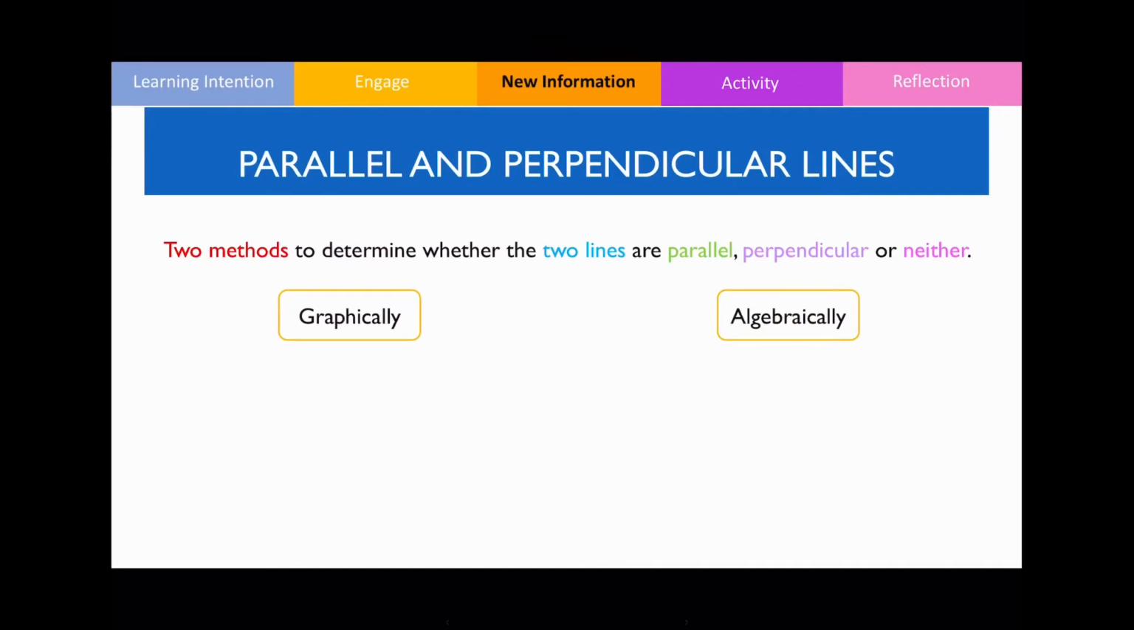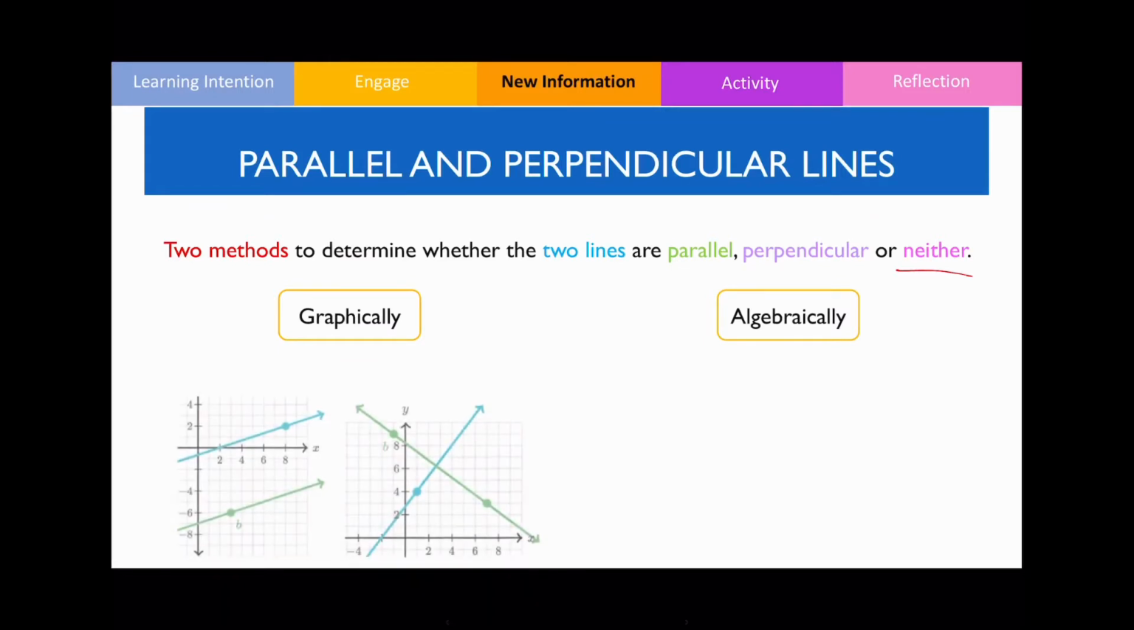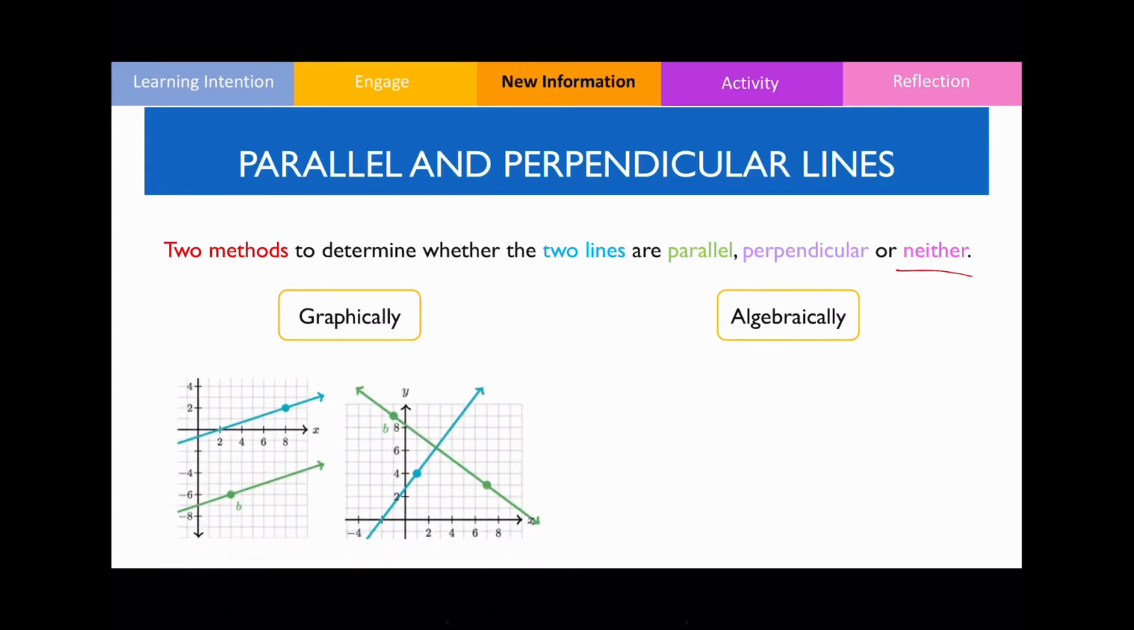Now, because this lesson is mainly focused on parallel lines and perpendicular lines, I'm going to show you two methods that we can use to determine whether these two lines are parallel, perpendicular, or neither. When I'm saying neither, I'm talking about lines that may intersect with one another, but they don't actually occur at right angles at all. So one of the methods is looking at it graphically. If you have two graphs, you can eyeball and roughly gauge whether these lines are considered to be parallel or perpendicular. But this is probably not the most reliable method, okay?